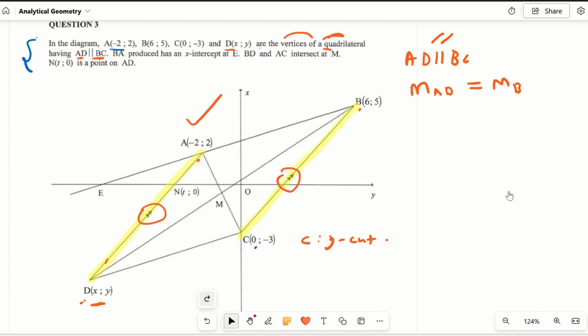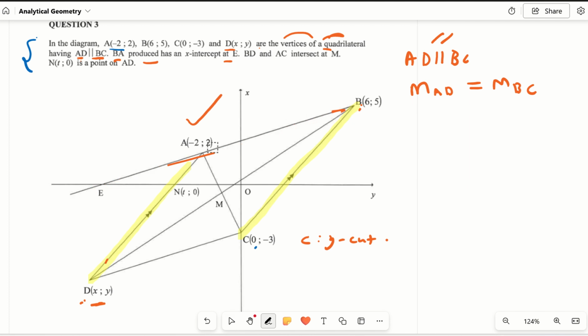Let's remove this. Okay. Sharp. And then they're going to say BA produced has an x-intercept of E. Where's E? Where's BA? Here's BA. There's E. So they tell you that BA, or AB, this line, has an x-intercept of E.